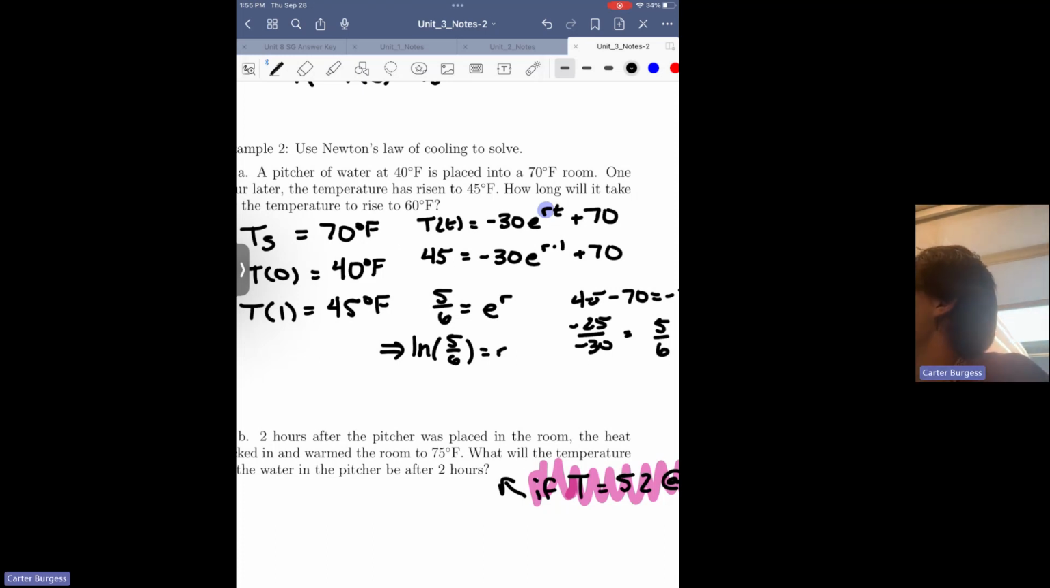Let's gut check ourselves. ln of 5 over 6, is this going to be positive or negative? Negative. How do we know it's going to be negative? Less than 1. ln of anything less than 1 is going to be a negative number. You could confirm that when I do the ln of 5 over 6, I get that this is negative 0.18232, and so on.